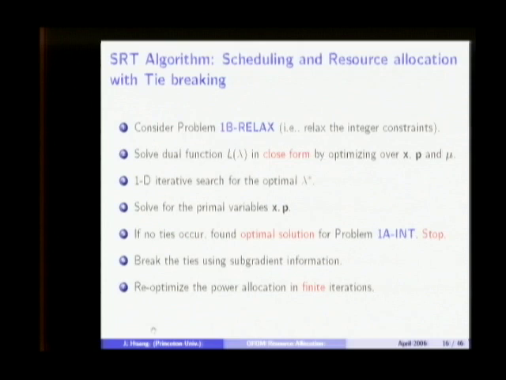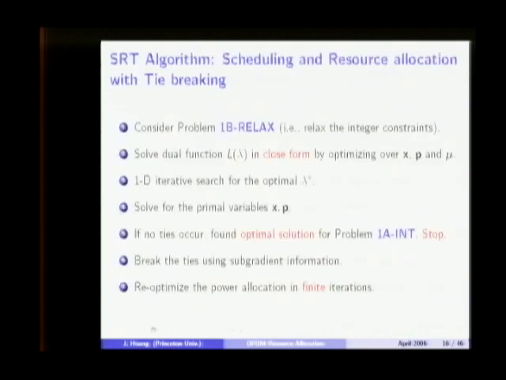So here is the summary of the algorithm, which we call the SRT algorithm, scheduling and resource allocation with tie breaking. Essentially, first we consider the relaxed problem and solve the dual function in closed form by optimizing over x, p and mu. And you do a one-dimensional search to find the optimal lambda, and you solve for the primal variable. If no tie occurs, bingo, you're done. Then you can stop the algorithm. And if a tie occurs, you can break the tie using the subgradient information and re-optimize the power allocation in finite iterations, which is the iterative search here. These steps have little complexity.